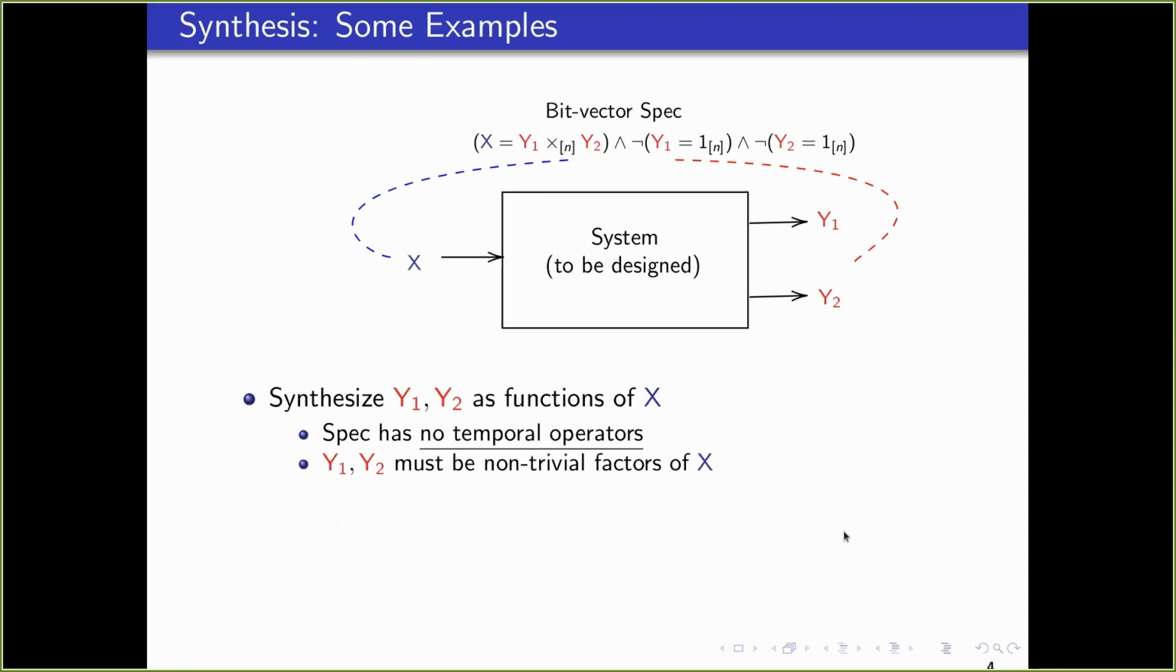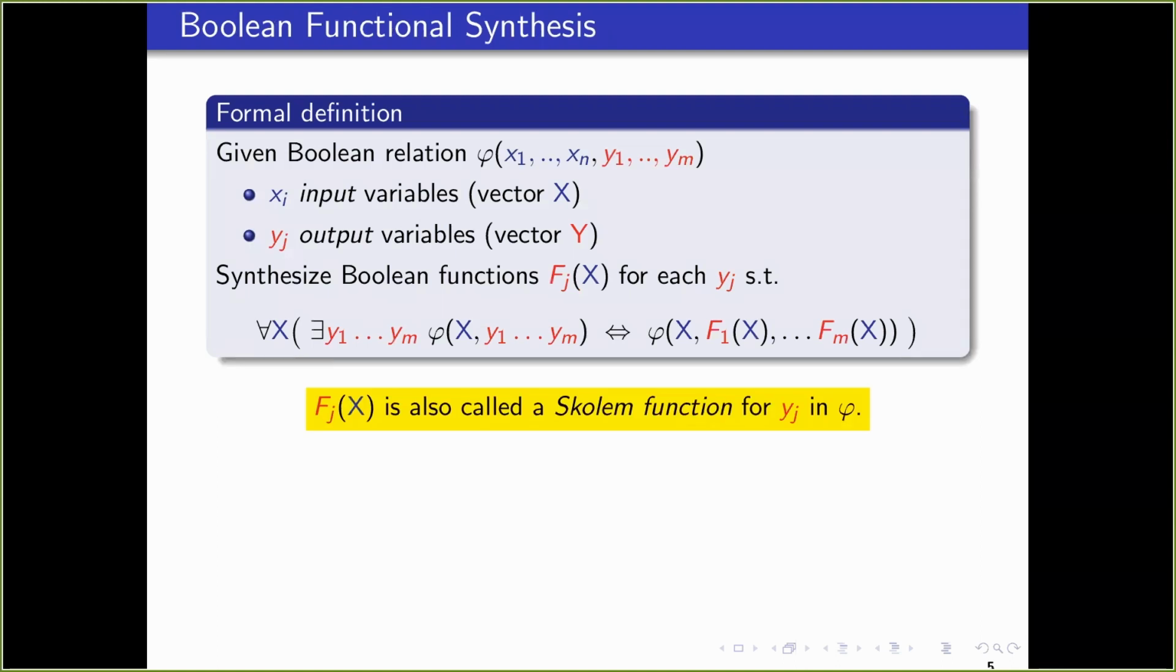Shibashish, go ahead. Yeah, so in the next slide, when you had the fj of x here, I did not fully follow why you have fj of x for each yj. For each output, I need a function. So for each output variable, you need a separate function. Yes. So you can think of this specification as an n input, m output specification. And for each of those m outputs, I need a function in terms of the inputs. Okay. Thank you.